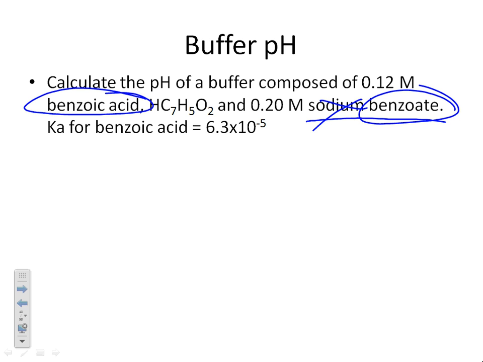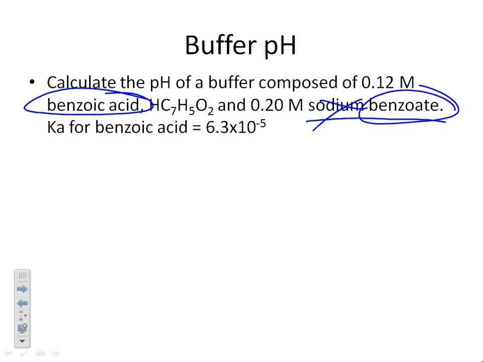You can fill in an ice chart. You can go to a K expression. You can plug into your K expression and you can solve for H plus, get pH that way. You already know how to do that. If that's the method you want to use for this problem, it's not wrong. Go ahead and use it. But I'm going to demonstrate the Henderson-Hasselbalch equation instead and see how we can use this to get the answer as well.